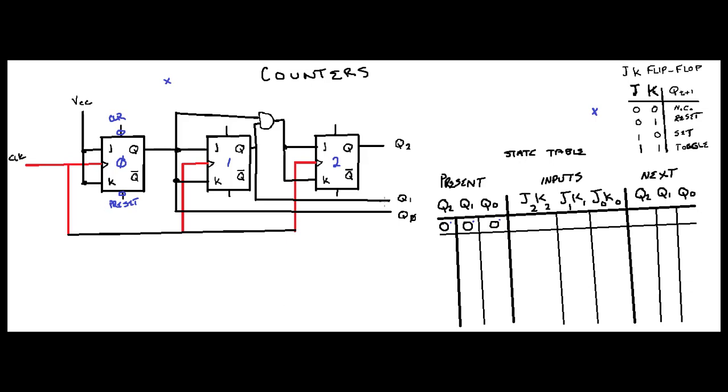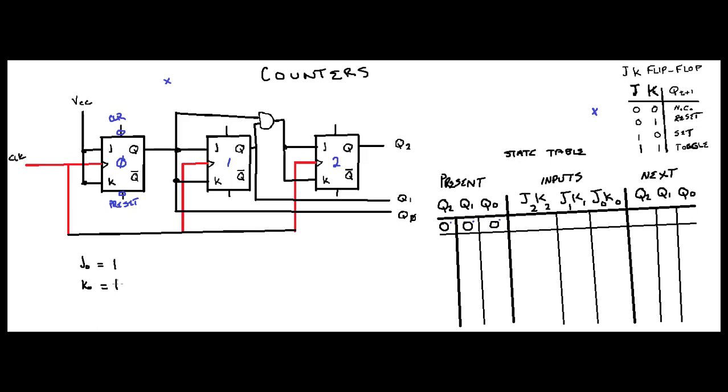Now, we have to determine the value of JK, all right, and the equations. So let's do this down here. Since this is 0, we're going to have J0 and K0. What are they going to equal? Well, they're connected to VCC, right? So they're both going to be 1 no matter what. They're not going to be 0 because they're not connected to ground, right? They're always going to be high. So it's a 1, right?